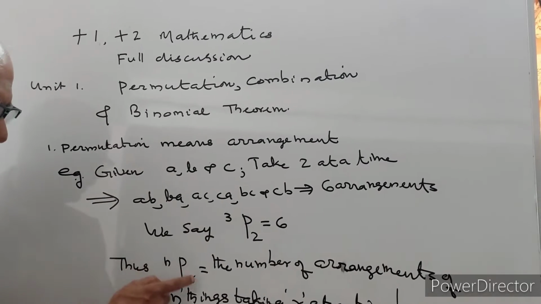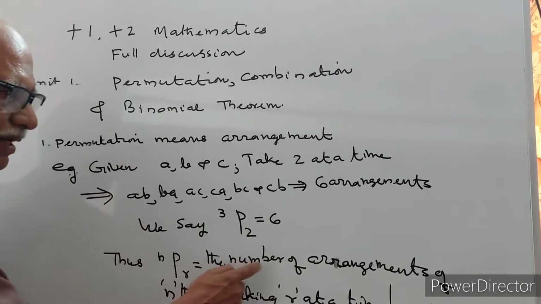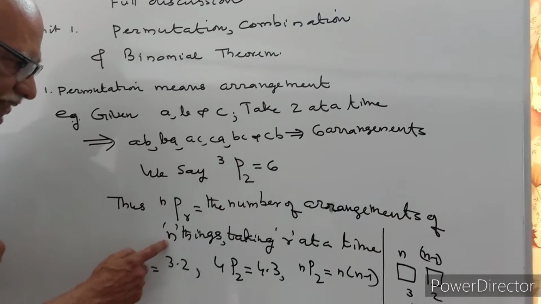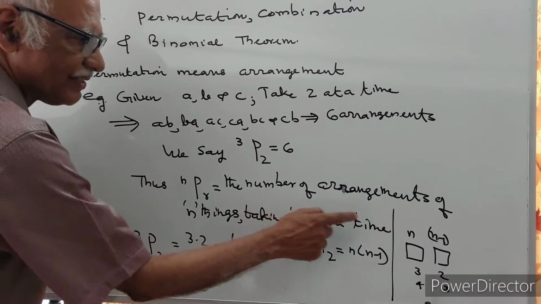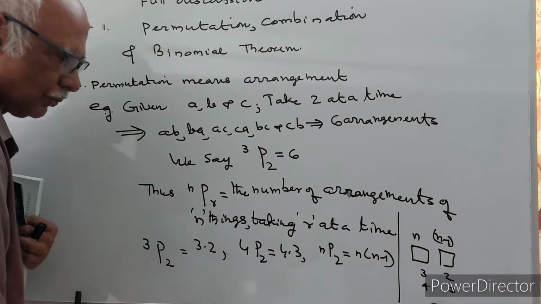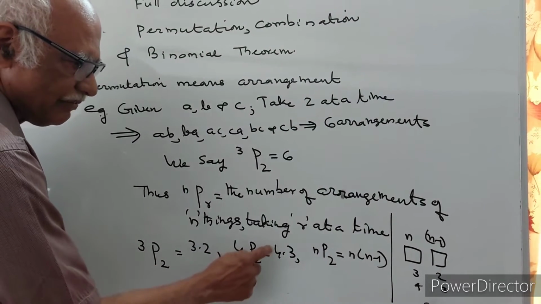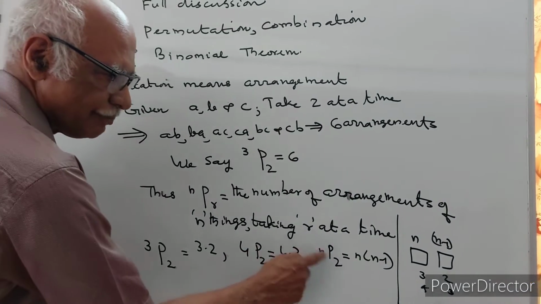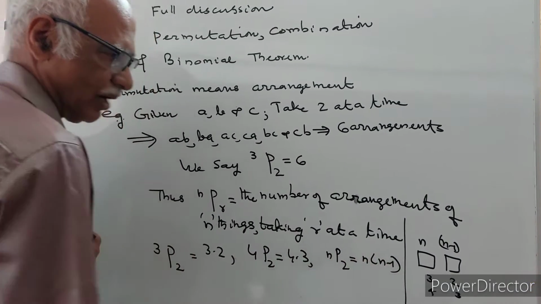Thus, nPr equals the number of arrangements of n things taking r at a time. 3P2 is simplified as 3 into 2. 4P2 is simplified as 4 into 3. nP2 is n into n minus 1.